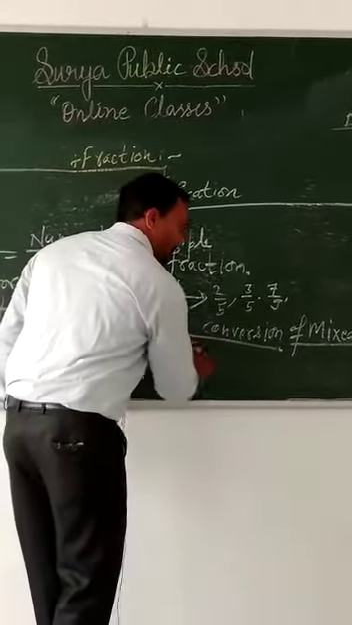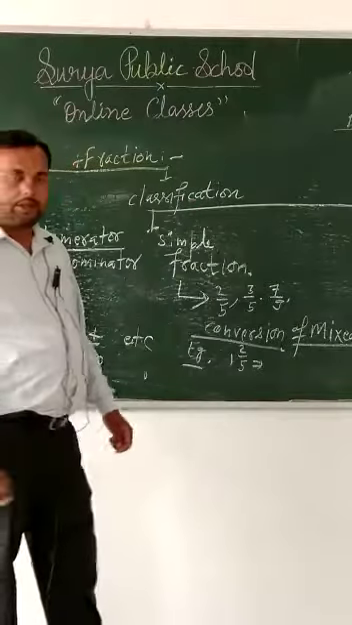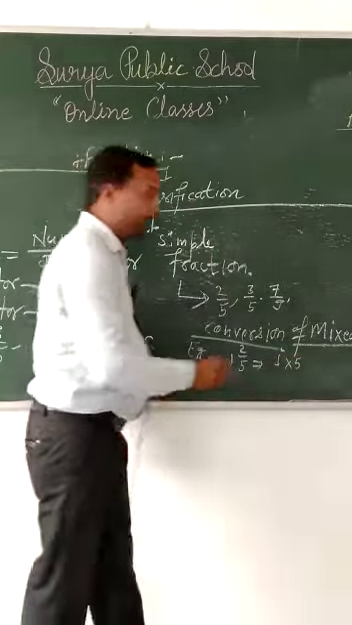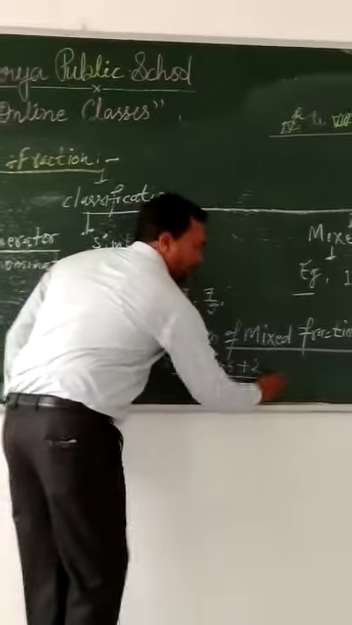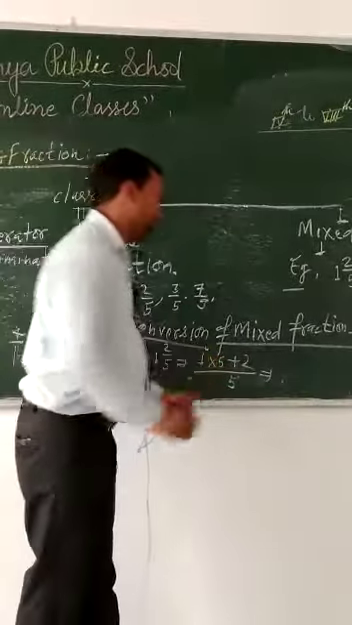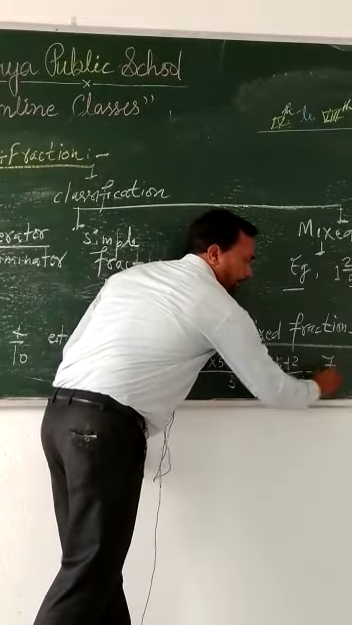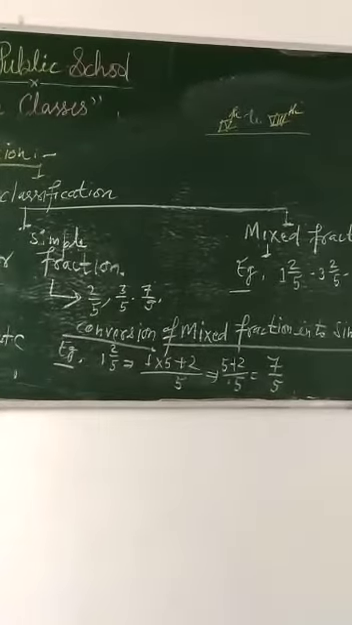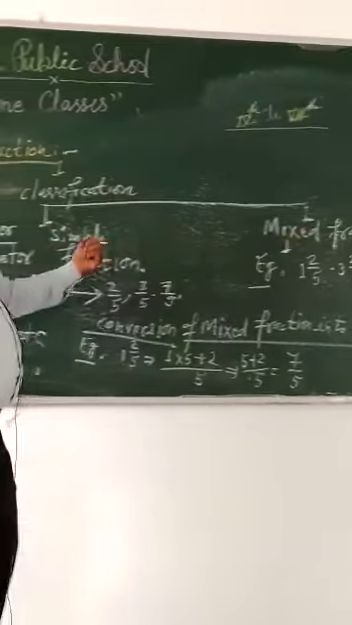Examples: if 1 combination 2 by 5, then 1 multiply 5 plus 2 by 5. 1 times 5 is 5, plus 2 by 5, gives 7 by 5. So we can say such a process changes mixed fractions in the form of simple fractions.